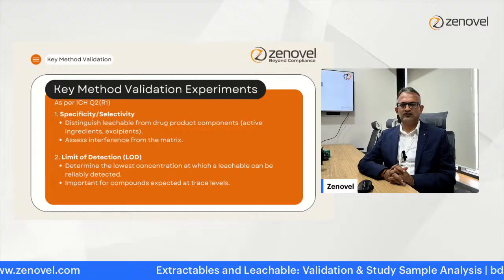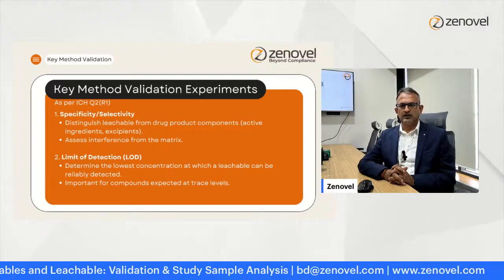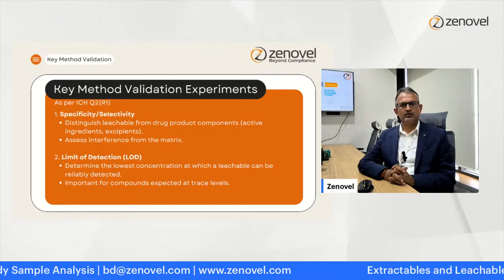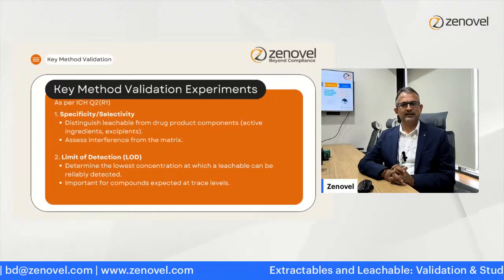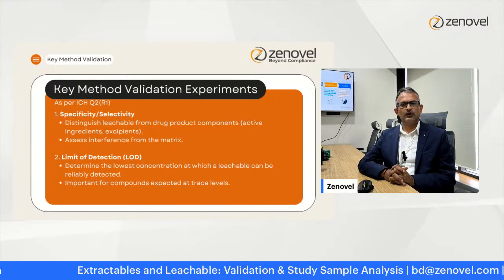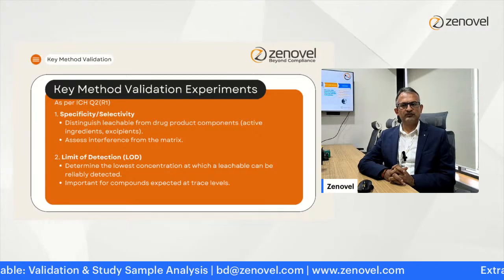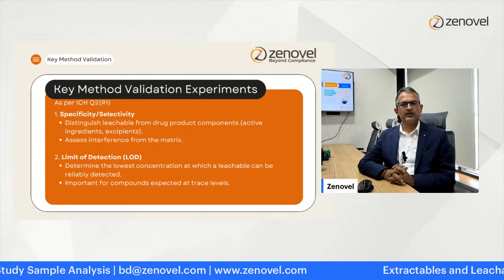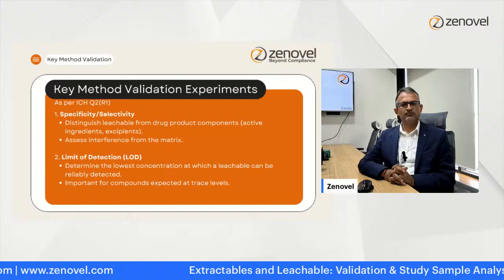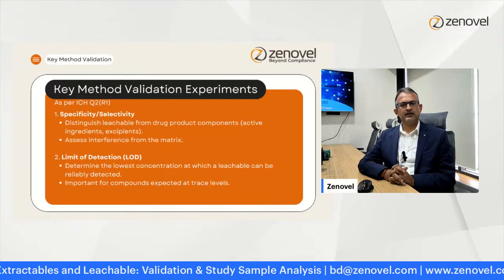So specificity is useful to distinguish the leachable from the drug product components, for example, active ingredients or excipients, and also it is useful to assess the interference from the matrix. The next is LOD, limit of detection. It is useful to determine the lowest concentration at which the leachable can be reliably detected, and also important for the compounds expected at a trace level.